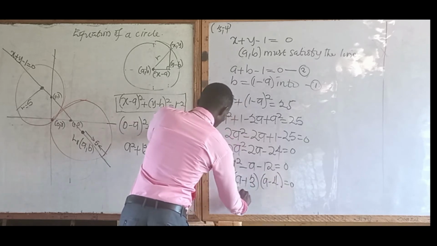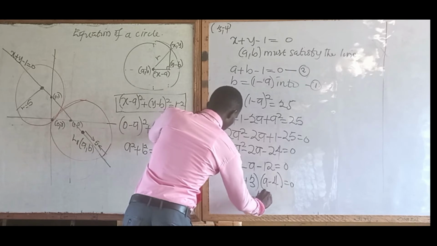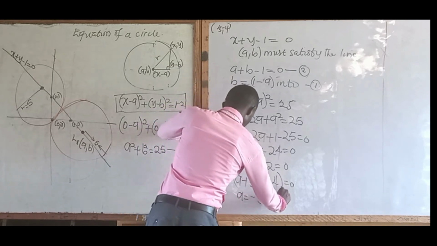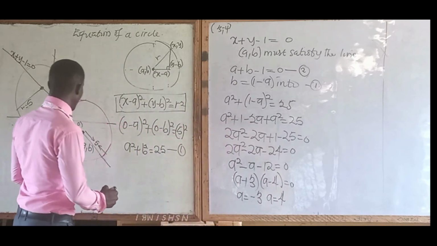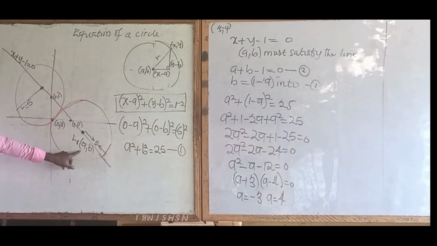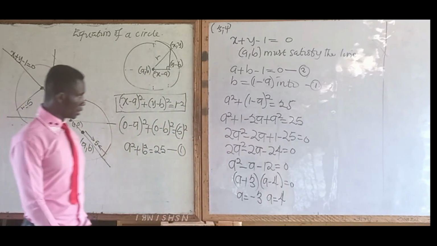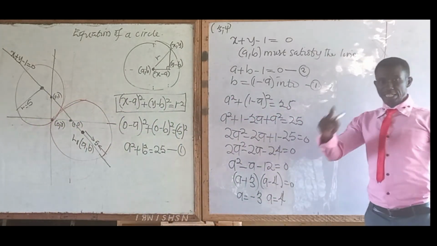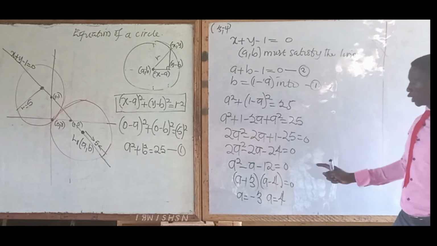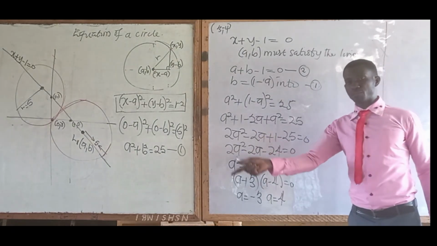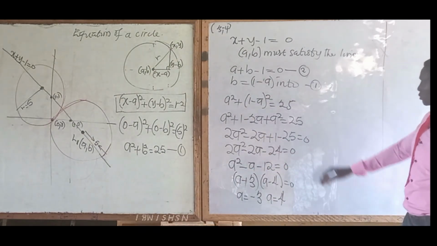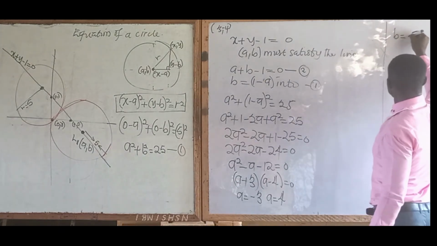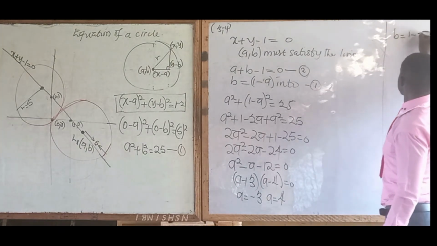So we get a is equal to negative 3, a is equal to positive 4. You see that we are getting two values for a, which is our center here. And if we get two values for a, then each value of a must have its corresponding value of b. Because b is equal to 1 minus a.